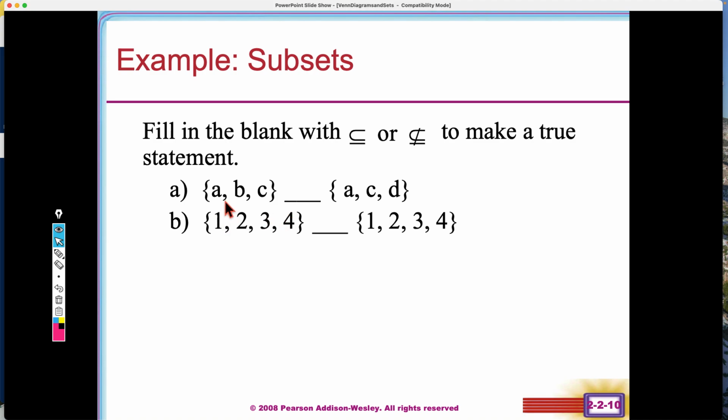Okay, so ABC, which one of the symbols would we use with ACD? Are these subsets of each other? And again, it's from the left to the right. Is ABC a subset of ACD?